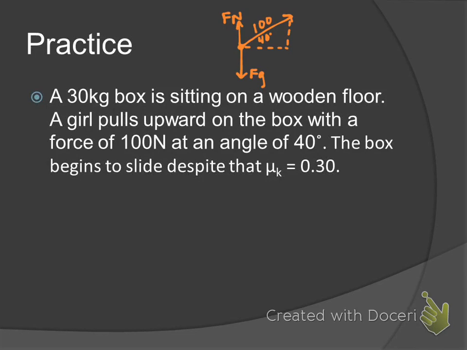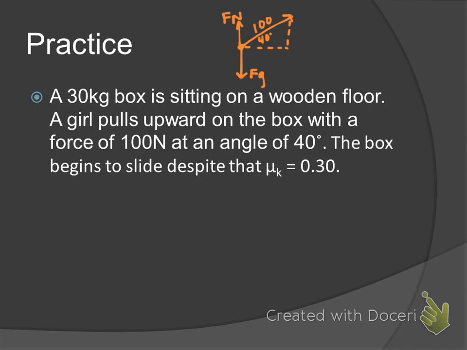Okay, so it says a 30-kilogram box is sitting on a wooden floor. A girl pulls upward with 100 newtons at an angle of 40 degrees. The box begins to slide despite that the coefficient of kinetic friction is 0.3. So in this problem, we're pulling up on something. We're dragging it with a rope or however we're pulling on this box.